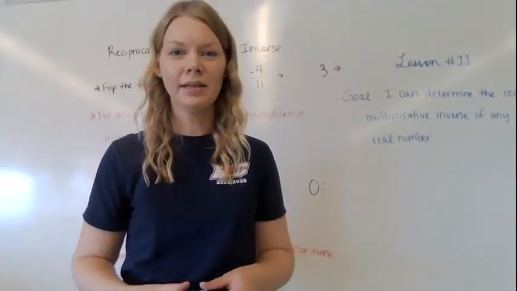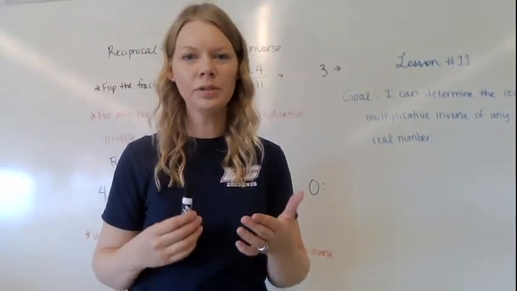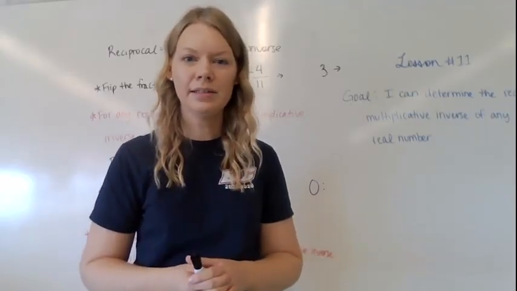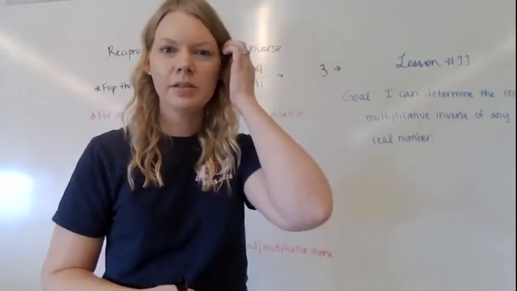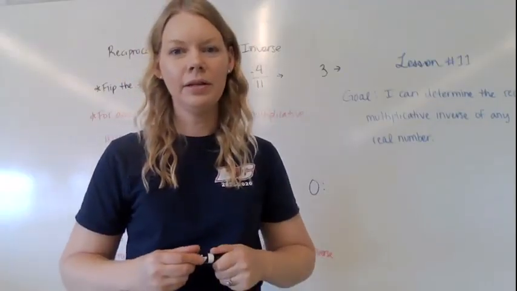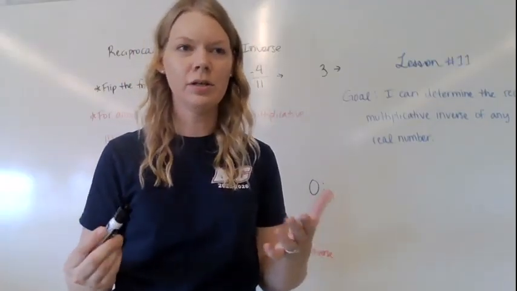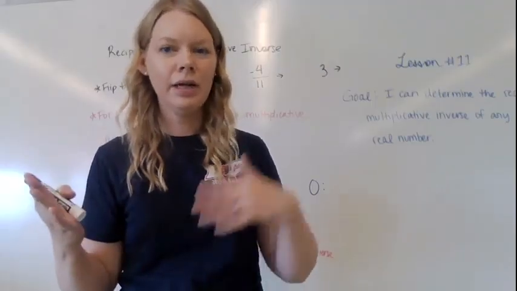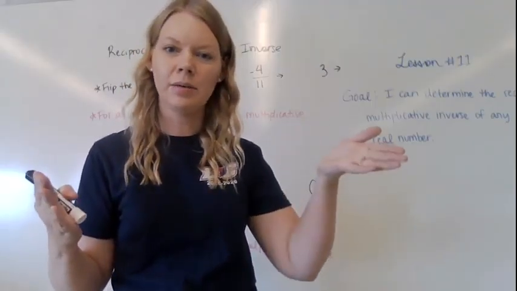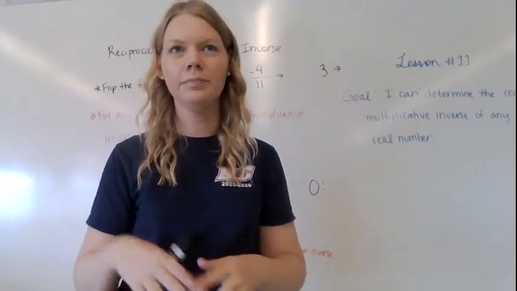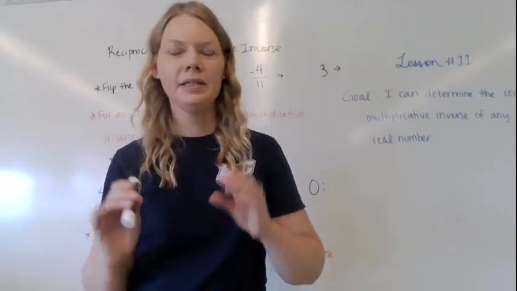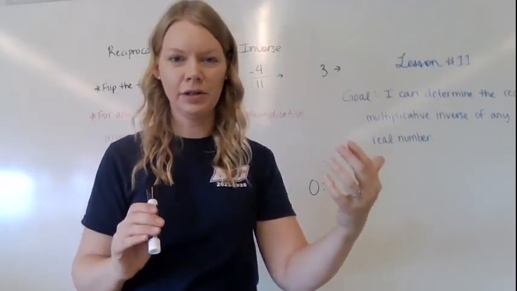The goal of lesson 11 is to be able to find the multiplicative inverse, also known as the reciprocal, of any non-zero real number. If you recall, we've already learned about the additive inverse, which is also called the opposite of a number. When we add a number and its additive inverse, we get a sum of 0. For example, 1 plus negative 1 equals 0.